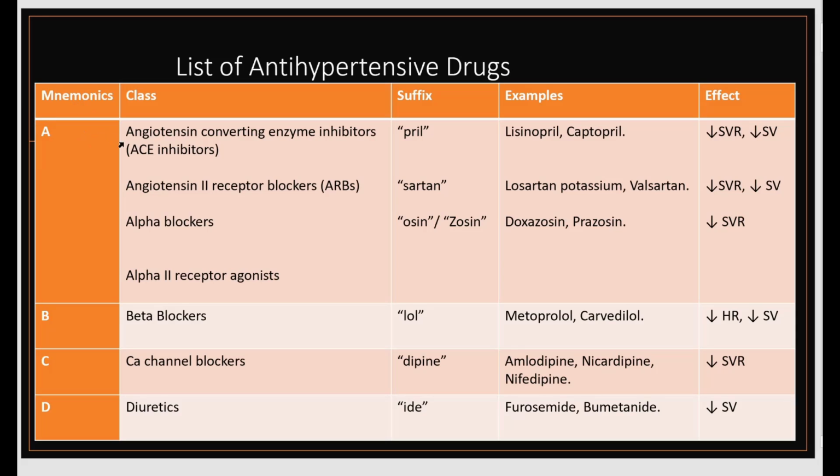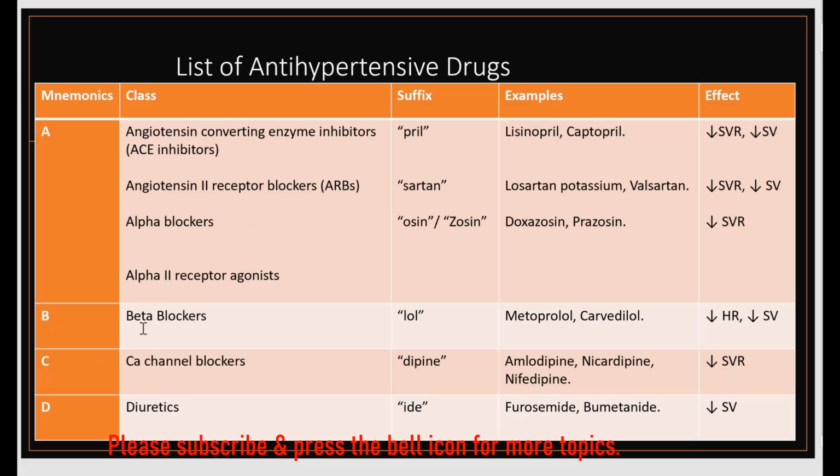Now, the first letter A, angiotensin converting enzyme inhibitors or ACE inhibitors. These medicines end with the suffix pril, example lisinopril, captopril. Second is ARBs, that is angiotensin 2 receptor blockers, ending with sartan, example losartan potassium, valsartan. Alpha blockers end with the suffix zosin, example doxazosin and prazosin. Alpha 2 receptor agonists. The first two groups are more commonly and widely used as antihypertensives than the other two.